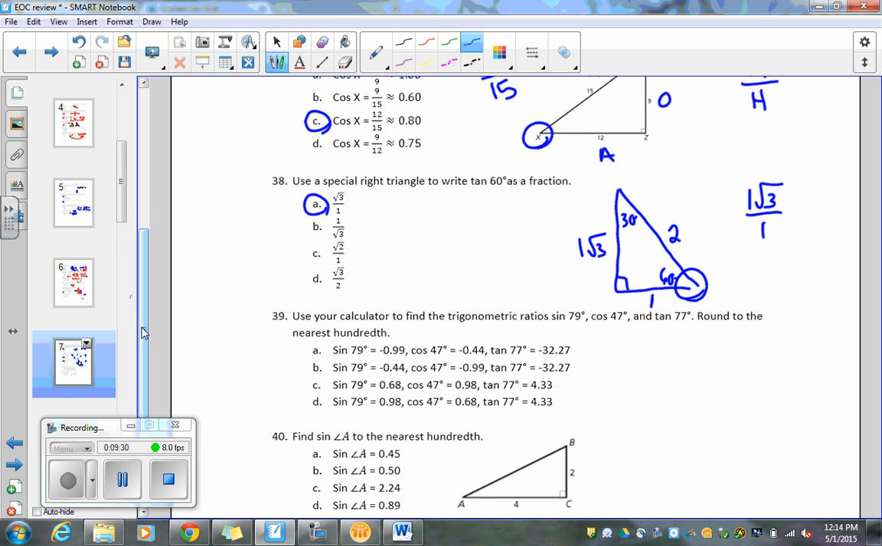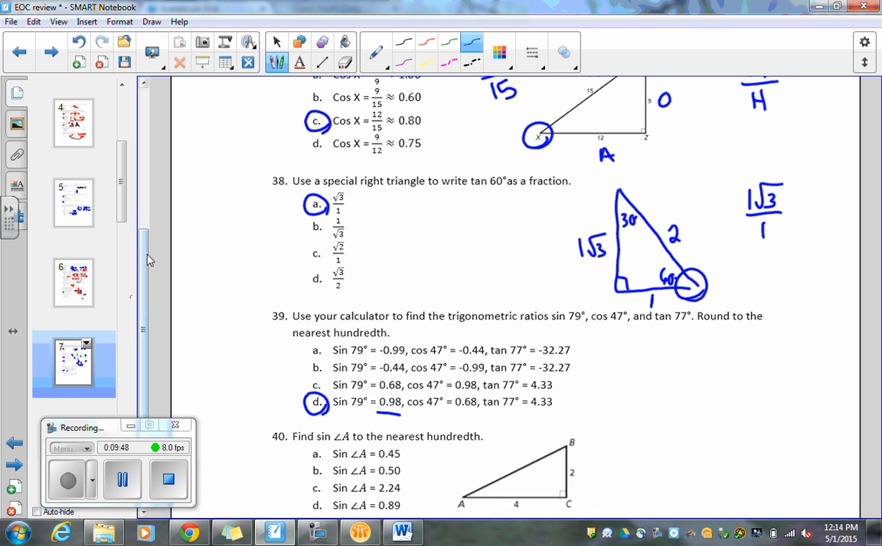Now use your calculator to find the trigonometric ratio of sine 79. Sine 79 gives me 0.98. I believe it's going to be this one. Cosine 47. Yep. It looks like it's going to be D.